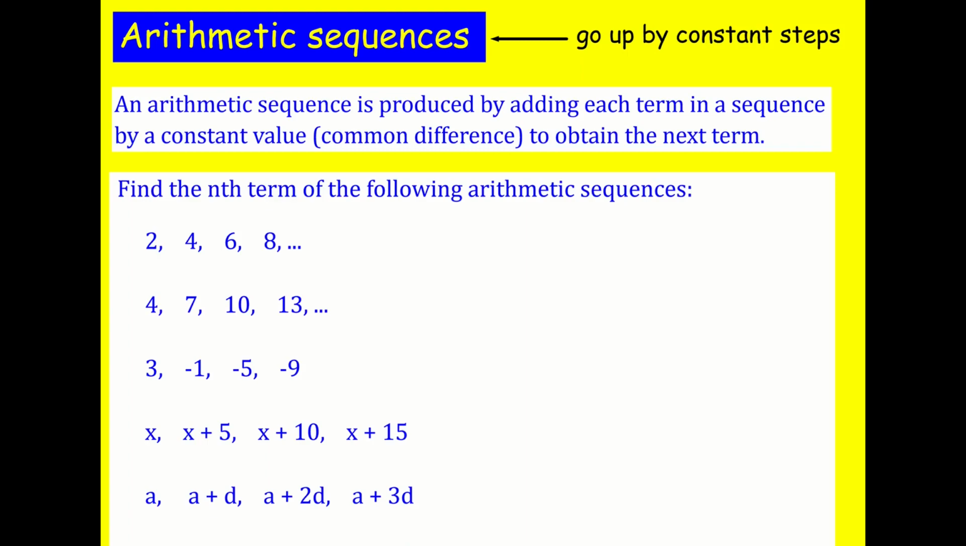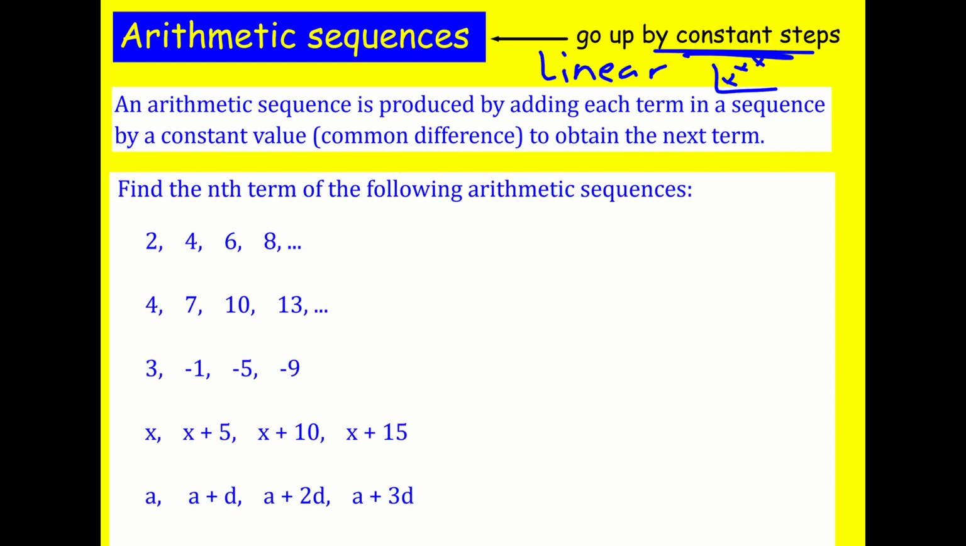Welcome to Arithmetic Sequences. So what's special about these sequences? They go up by constant steps. So you might be adding 2 every time, or minusing 7 every time, or adding a fraction every time. These are also called linear sequences because if you plot them, the term number against the term, it will form a straight line. The definition, therefore, is an arithmetic sequence is produced by adding each term in a sequence by a constant value, and this is known as the common difference to obtain the next term.